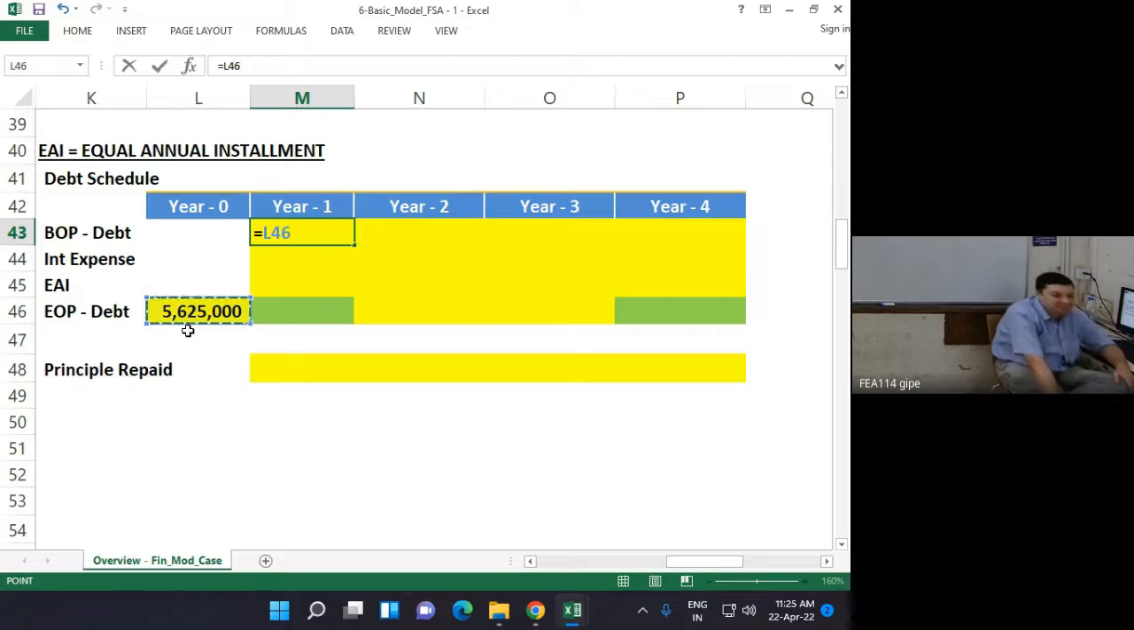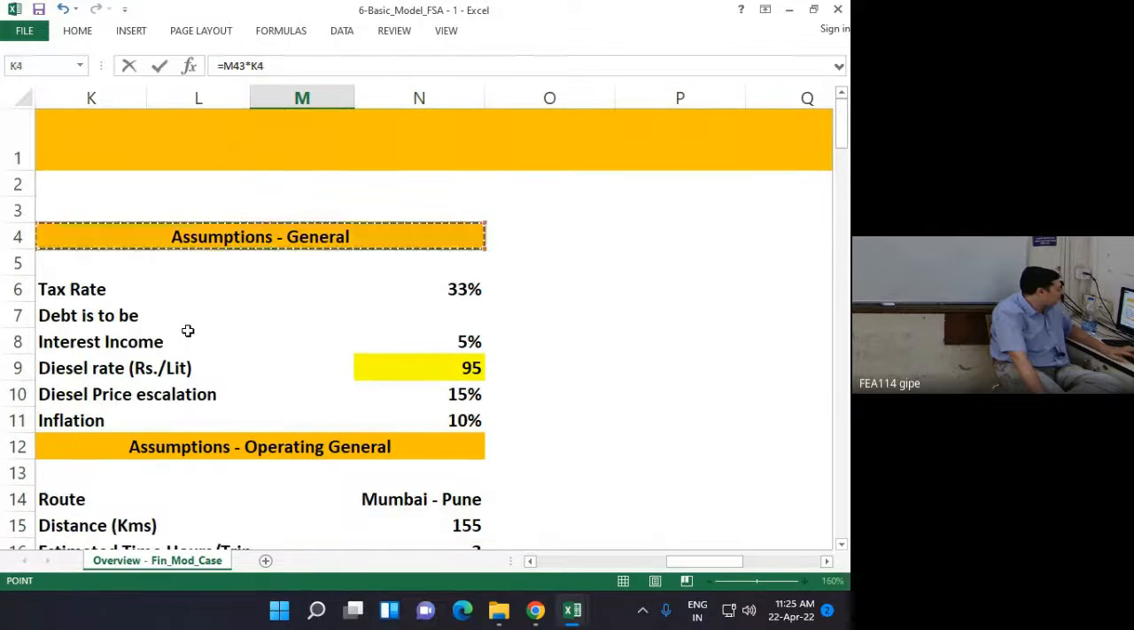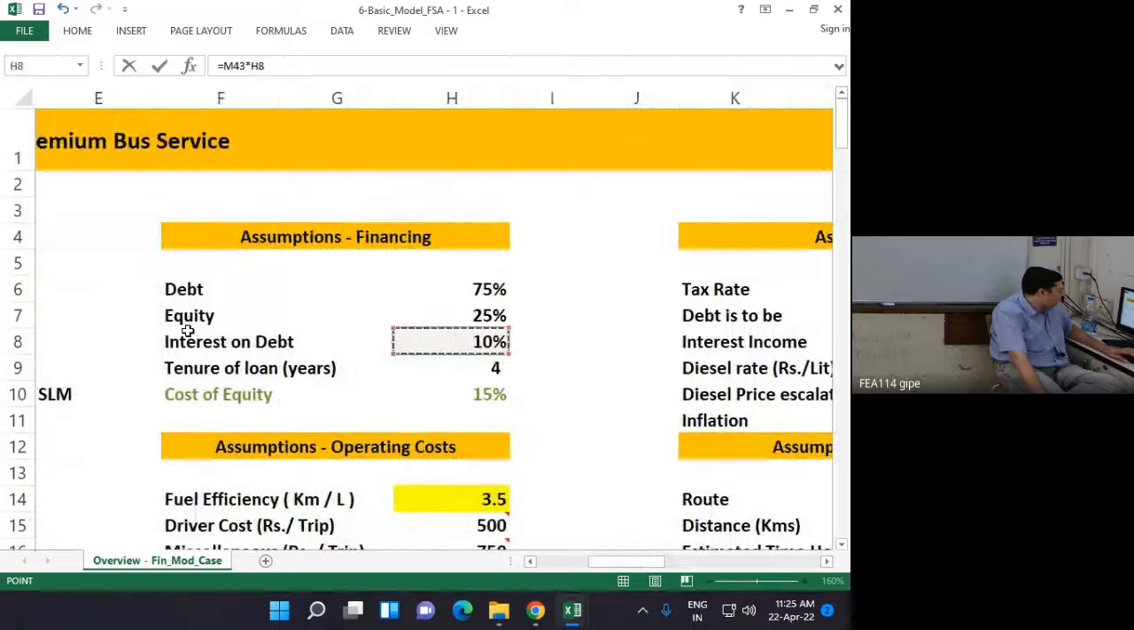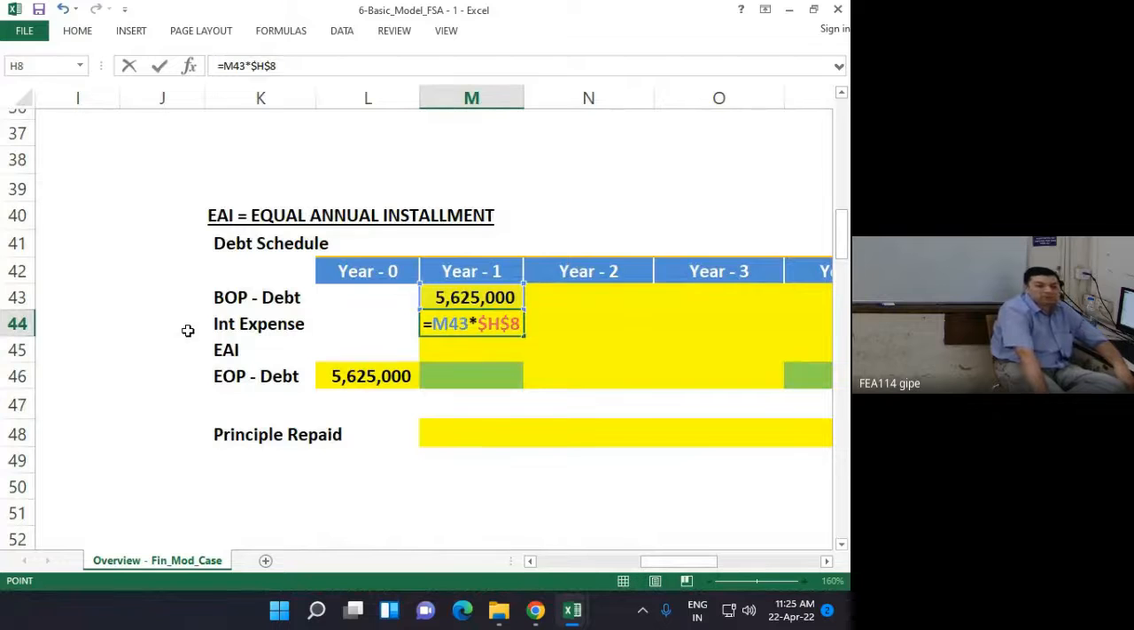POP is the same as last POP. Just check the first year's formula. Year one formula I am showing on screen for the debt schedule. POP for current year is EOP for last. Then interest is expected at 10%. 10% we will fix. We will fix the rate because the rate is not going to change for all the years. You have to pay 10% interest on the opening debt.